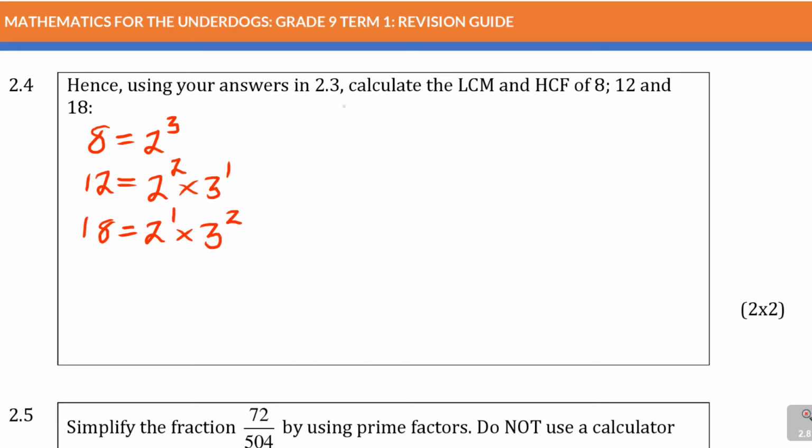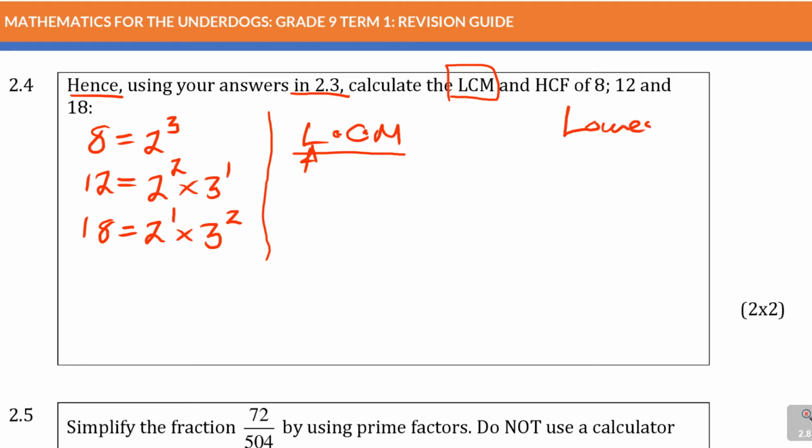Now when they say hence, it means go previously, look at the answer you did, and then now using that calculate the LCM. So let's start here by looking at the LCM. Meaning, what does LCM mean? Lowest common multiple. Now when you look at the word lowest, always remember, for the lowest you do the opposite. You look for the highest powers.